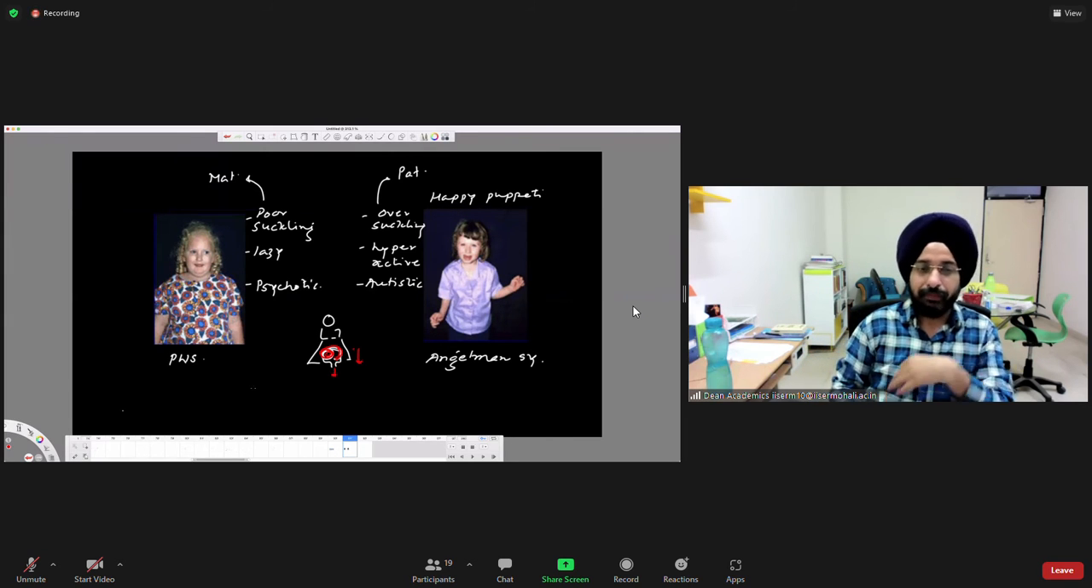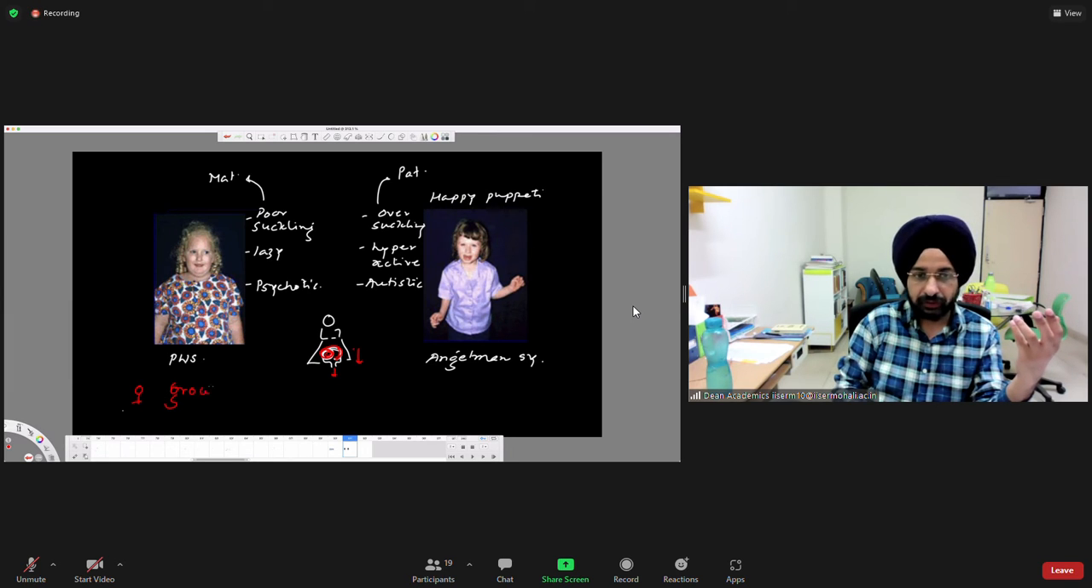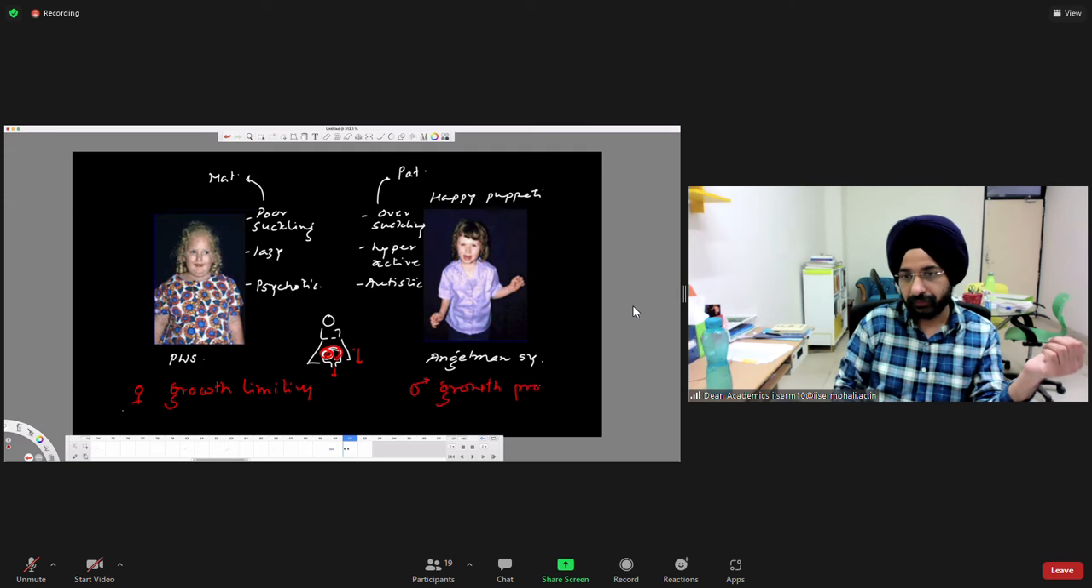So the maternal genome would express the genes. It has evolved in a way that it expresses the genes which are growth limiting. So maternal is growth limiting, and the paternal genome has evolved to enhance growth. So this is growth promoter, and all these examples are of paternal nature.